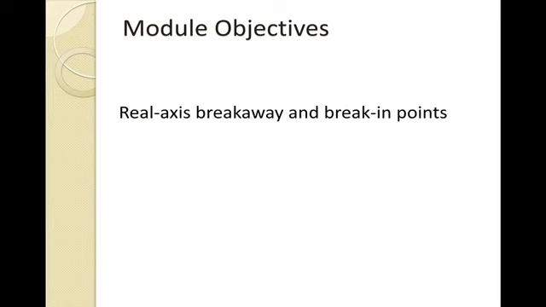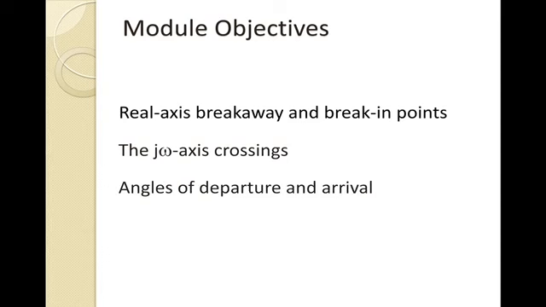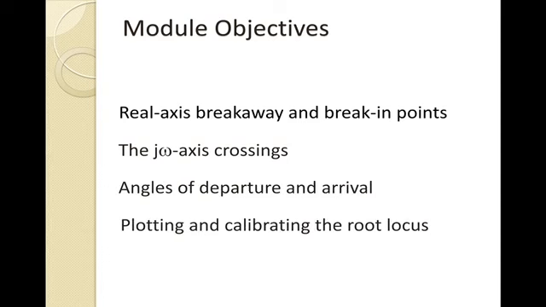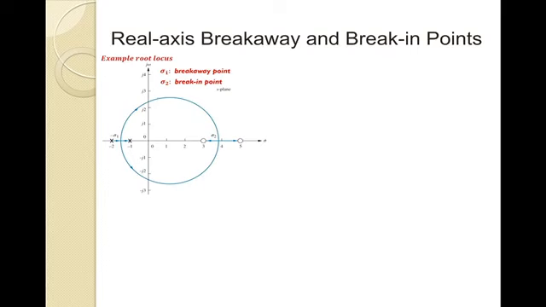This is Module 8.3, Refining the Root Locus. The objectives of this module are to look at real axis breakaway and break-in points of the root locus, define the j-omega crossings of the root locus, look at angles of departure and arrival of the root locus plot, and then finally we're going to plot and calibrate the root locus through some examples. So first we'll start with the real axis breakaway and break-in points.